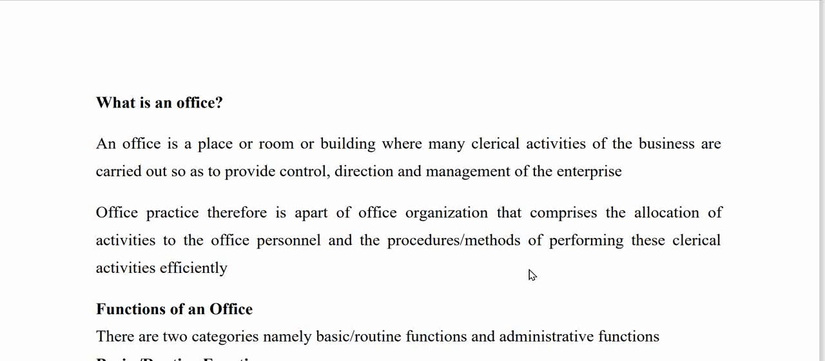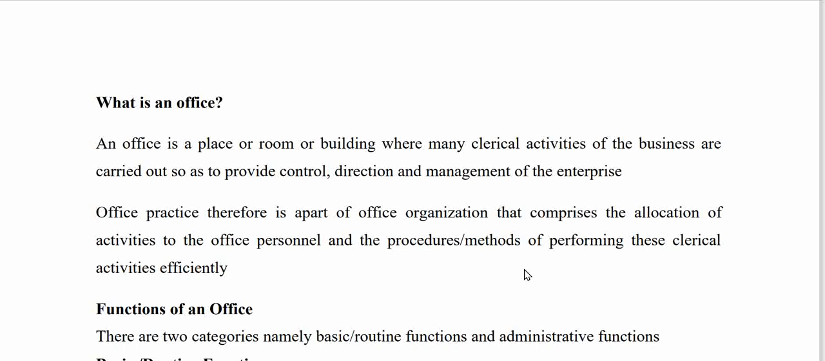So I define an office as a place or a room or building where many clerical activities of the business are carried out so as to provide control, direction, and management of the enterprise. So this could be a building, this could be a room, where different types of activities can be handled within that particular room. And of course, to provide control of the business, directions of the business, and the management of the business within the organizations.